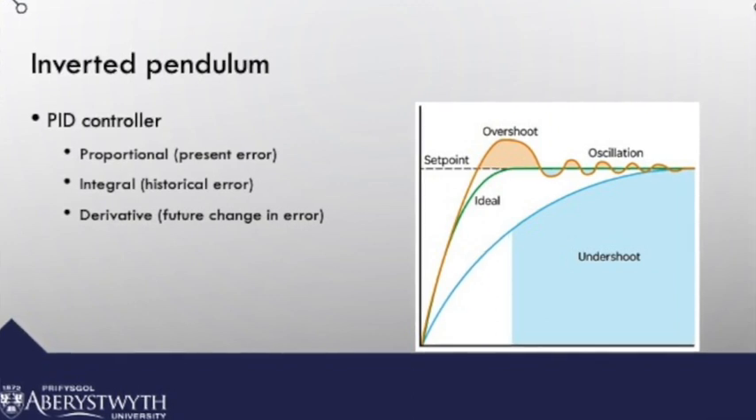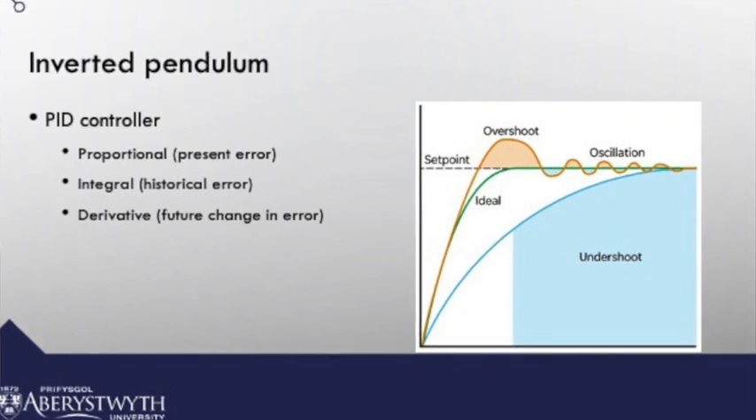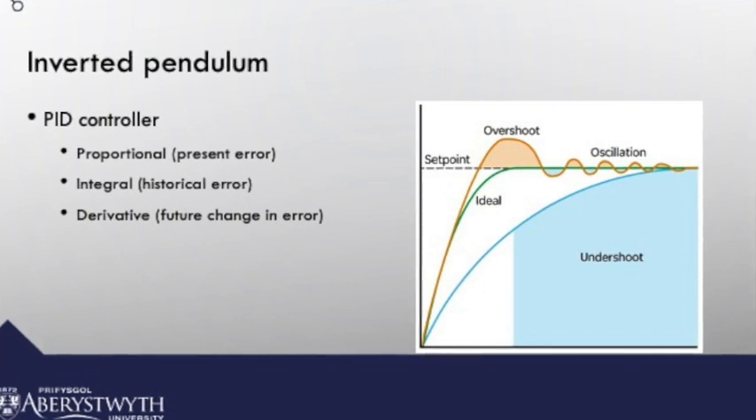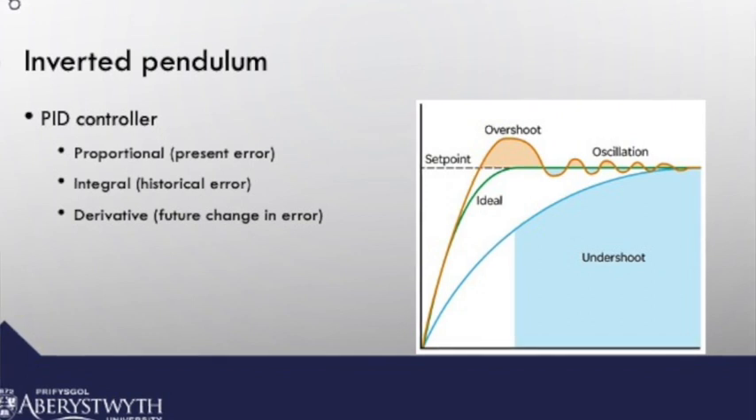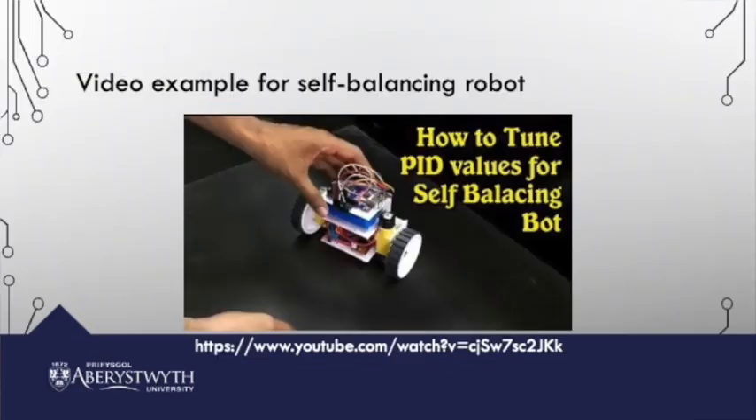And we can adjust values to change how much each of these three components contributes to the controller in order to be able to try and reach this ideal curve. So if we have a proportional that's too high a value, then we might end up with lots of overshooting. If it's too low, then we'll undershoot. And the integral and the derivative help to deal with some of this oscillation.